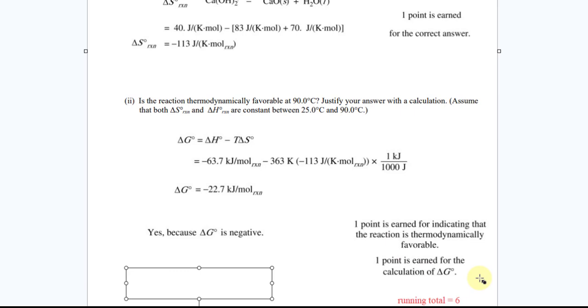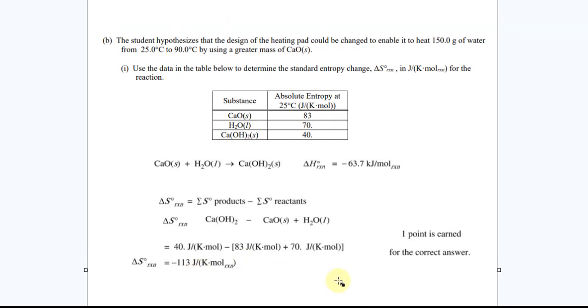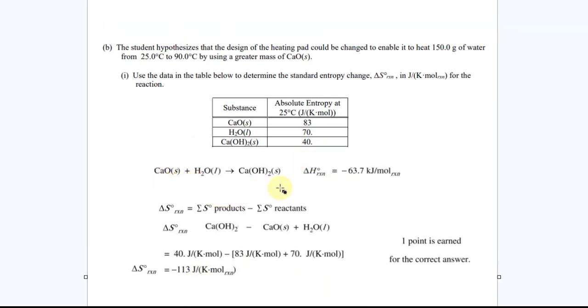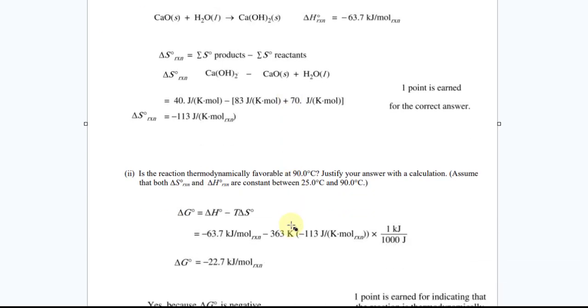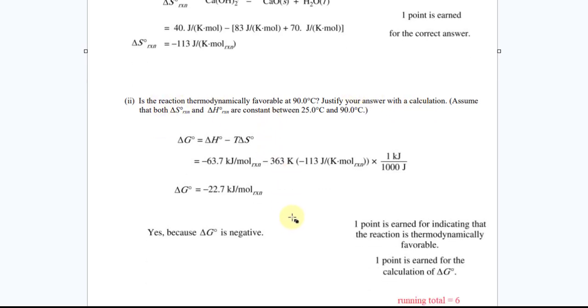So there, we've answered the question. Now I'm going to go back and double check. This is a negative 113. That makes sense because we're going from a solid and a liquid to a solid. We'd expect a drop in entropy. So the answer makes sense. I should have checked that after I ended up doing this. And I did answer the question. I gave them the answer that they wanted, and I showed the calculation that they wanted, and I answered the question. Remember, many students lose points because they don't answer the question. Make sure you answer the question. Okay, we've done B. Next, on to C.